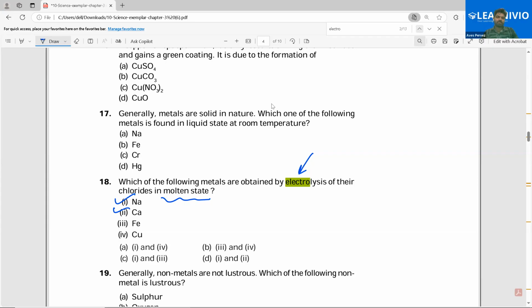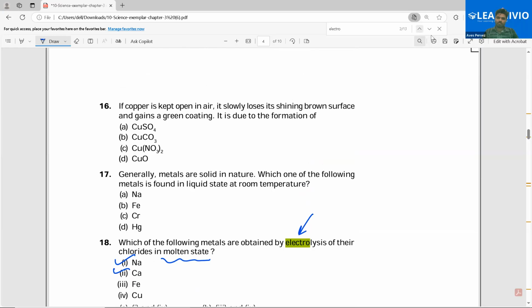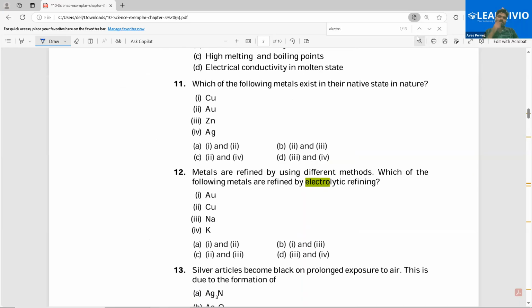Got it? Yes, sir. So first and second. Okay. Then number 12. It's correct. Question number 12. Gold and copper.